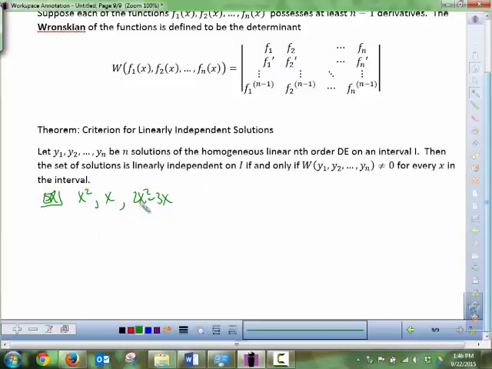Now let's see how the Wronskian is laid out. The Wronskian means I want to make a matrix out of this, and then I'm going to take the determinant. So the first function is x squared. It doesn't matter which one's first, I guess; we could switch things around. The second function is x. The third function is 2x squared minus 3x.